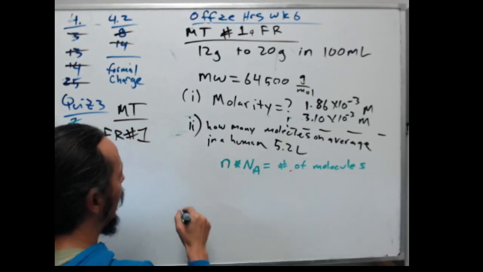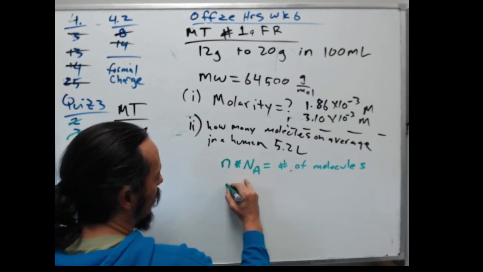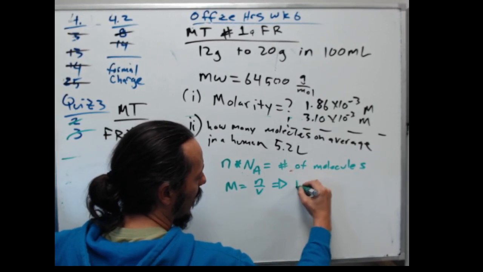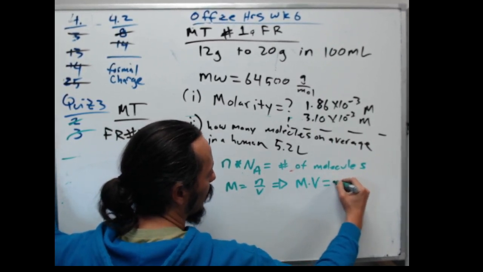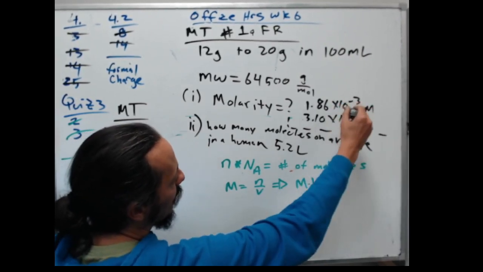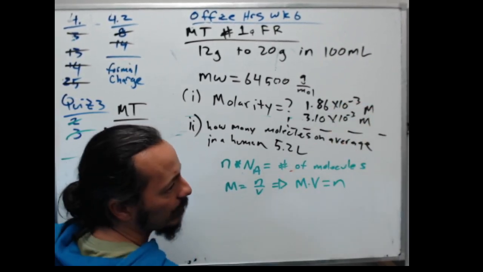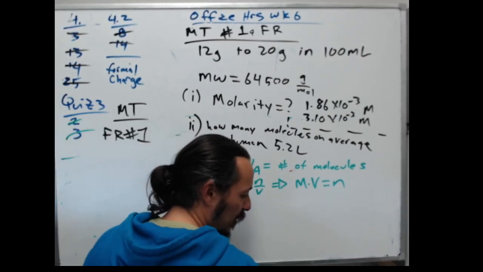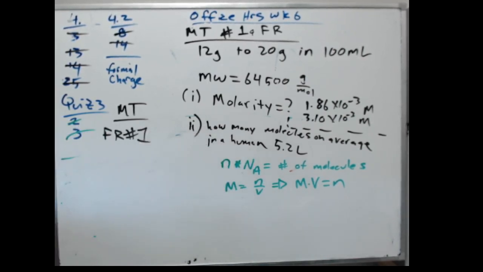So I need to find that n again, recognizing that molarity equals moles over volume. Rearrange that, molarity times volume equals moles. So I'm going to take the average of those 2 molarities, multiply by 5.2, multiply by Avogadro's number. So 1.8 and 3.2, this is going to be like a 2.7 average. 1.86 plus 3.1 divided by 2, 2.48.